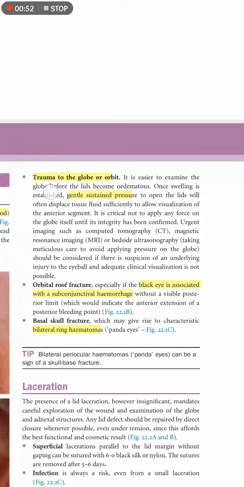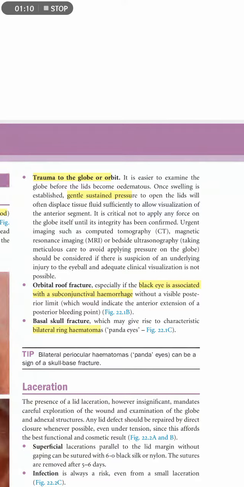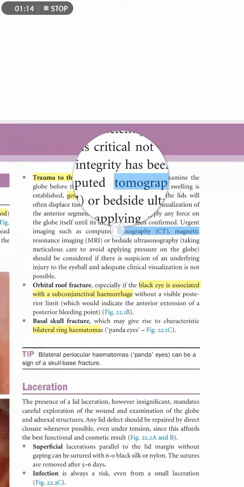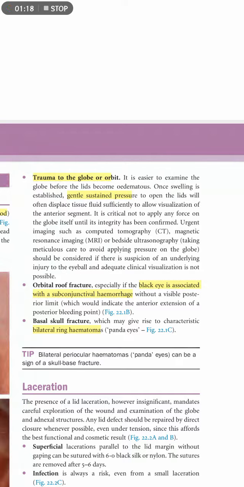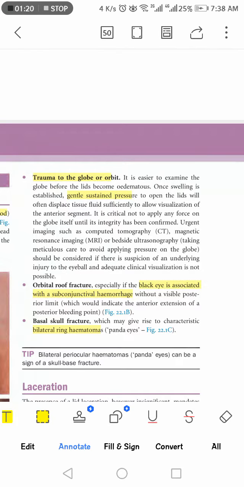Number 1. Trauma to the globe or orbit. It is easier to examine the globe before the lids become edematous. Once swelling is established, gentle sustained pressure to open the lids will often displace tissue fluid sufficiently to allow visualization of the interior segment. It is critical not to apply any force on the globe itself until its integrity has been confirmed.